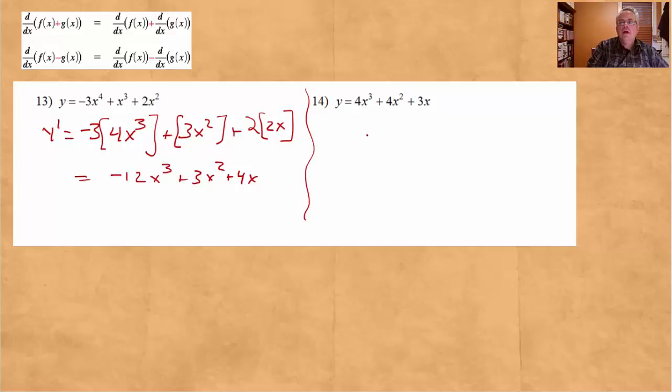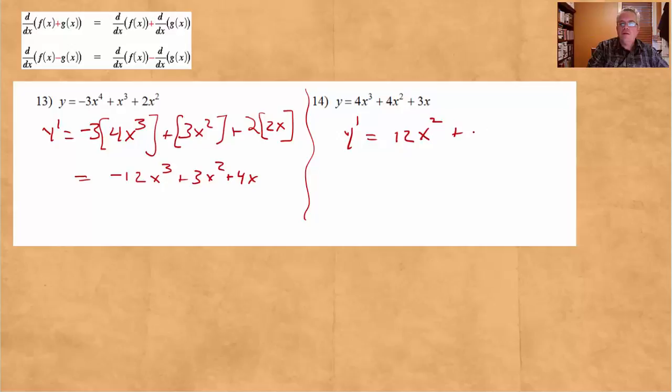Done. Now, I'm going to use the shortcut this time. So, instead of writing this out as -3 times the derivative of x to the 4th, I'm just going to multiply the exponent times the coefficient, because that's what we're kind of doing anyway. 3 times 4 is 12. x to the 1 less power would be x squared.